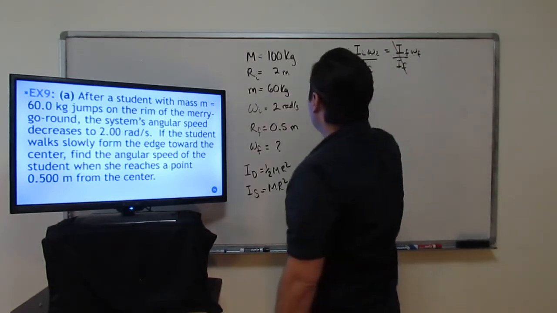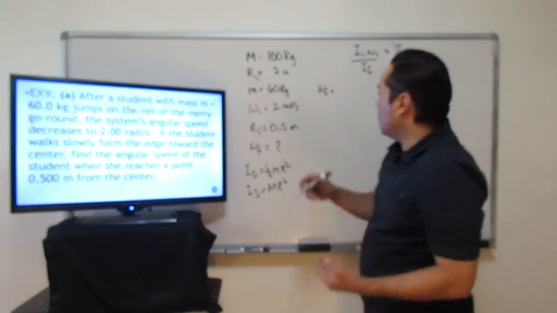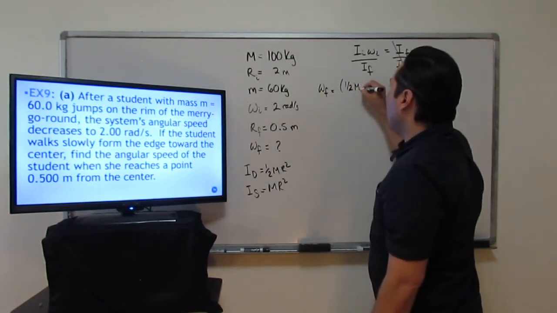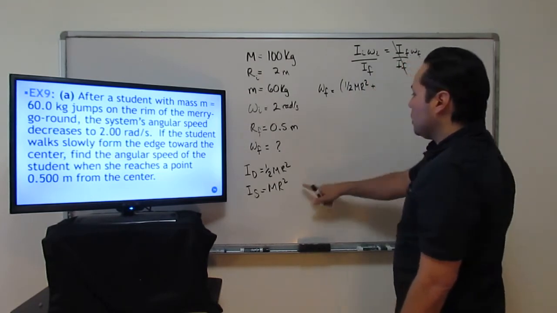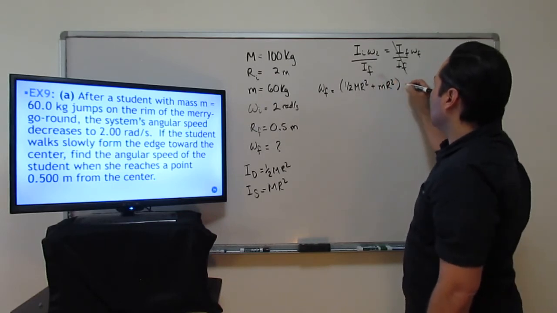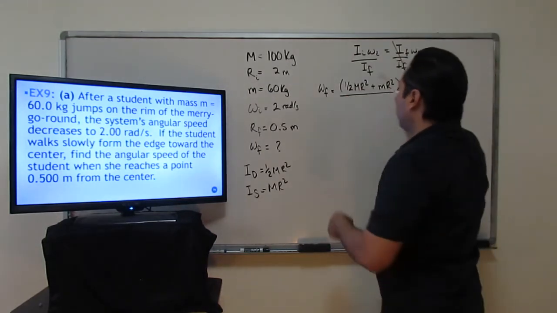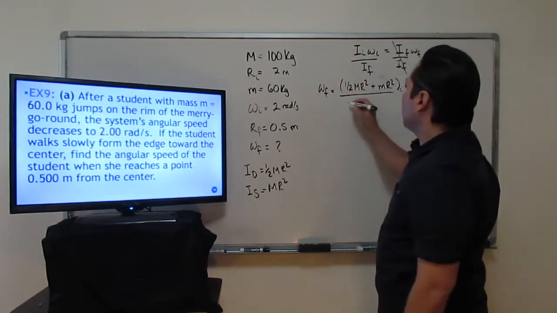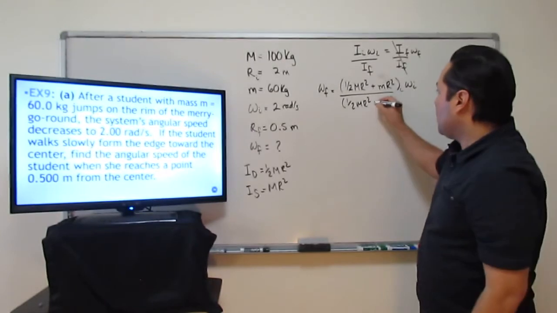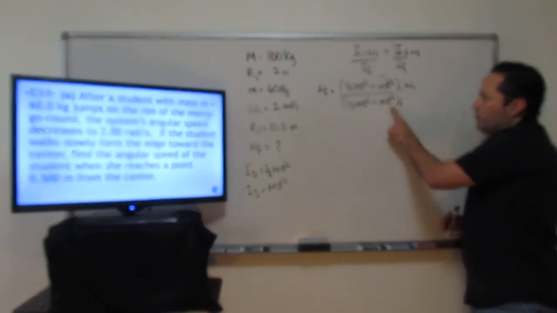Now let's flesh out this formula a little bit more. Here we have the I, which is really, again, the disk and the student. First for the disk, we're going to put 1/2 mr squared. And that's going to be plus the student, which is lowercase m r squared. Multiply times the initial angular speed. On the denominator for final, this is all going to be 1/2 mr squared. It's the same for the disk. The disk does not change throughout this problem. Plus mr squared final for the final distance.